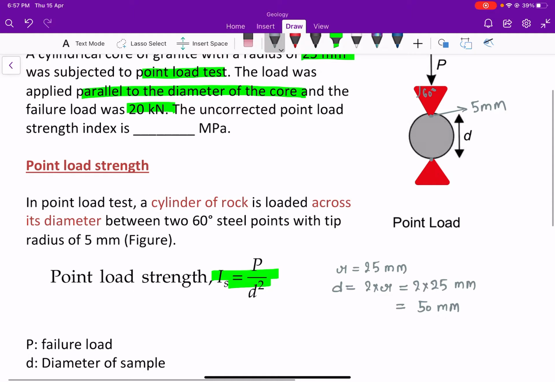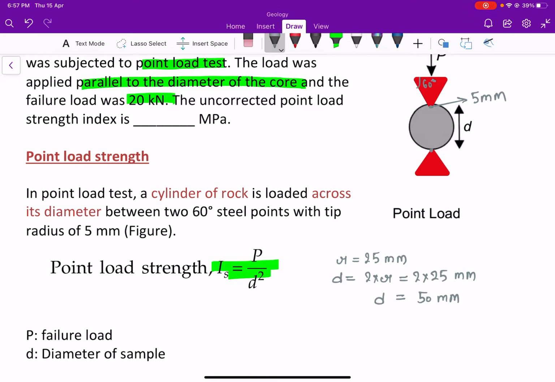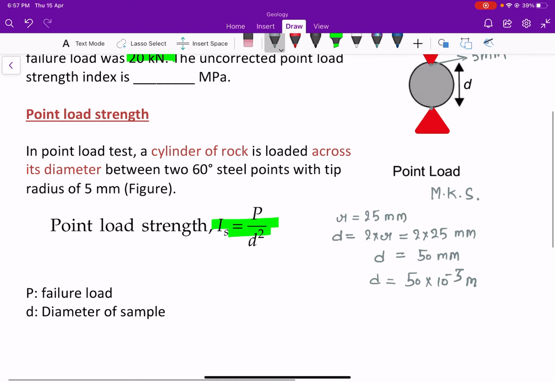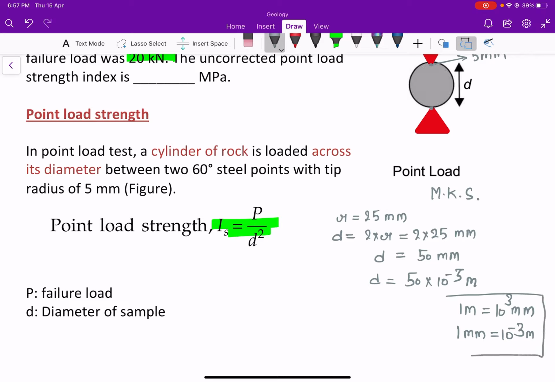We find the answer in SI unit, that is MKS unit, so the length will be in meter. So diameter will be 50 into 10 to the power minus 3 meter. We convert it into meter because 1 meter is equal to 10 to the power 3 millimeter, so 1 millimeter will be 10 to the power minus 3 meter. This is the unit conversion we use.